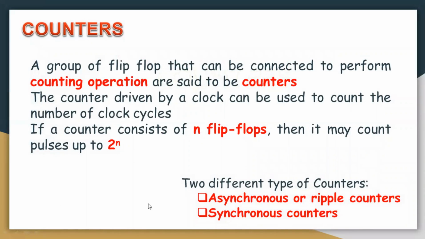We have already studied about asynchronous counters. Counters are a group of flip-flops that can be connected to perform counting operations. So, if a counter consists of n flip-flops, then it may count pulses up to 2 raised to n. That means if we have 3 flip-flops, then we can count 8 numbers. That means from 0, 0, 0 to 1, 1, 1 in binary.